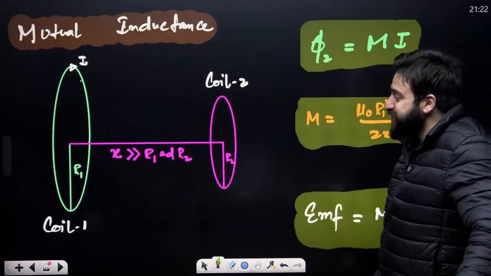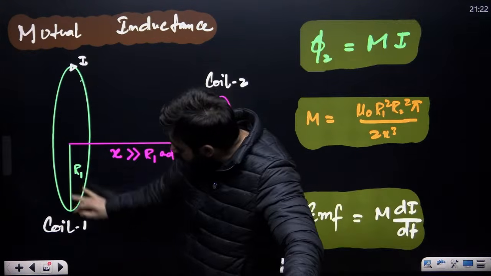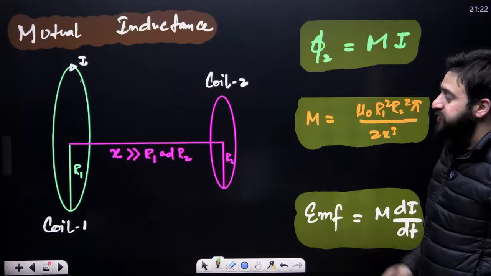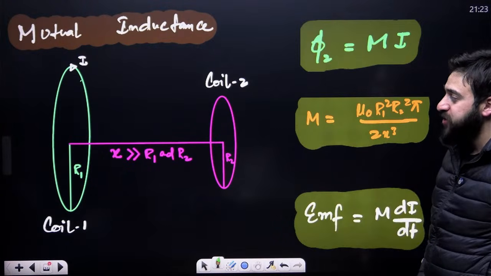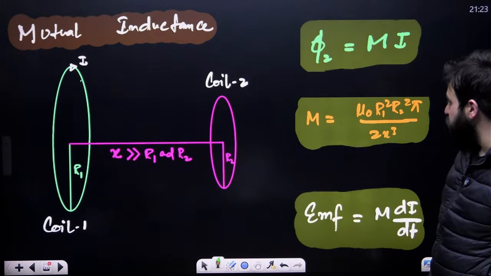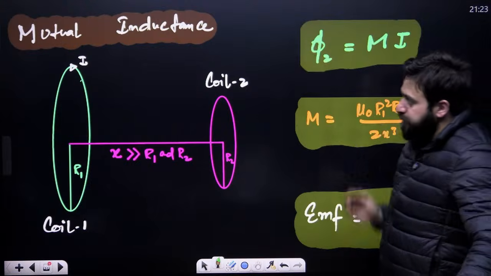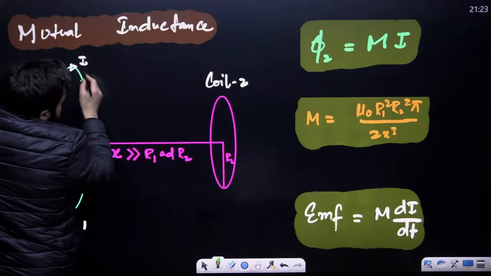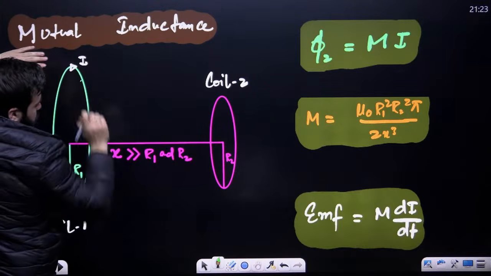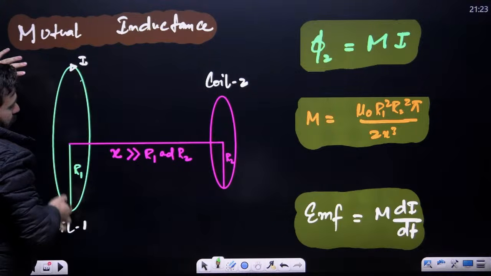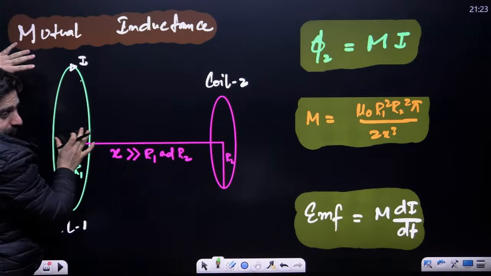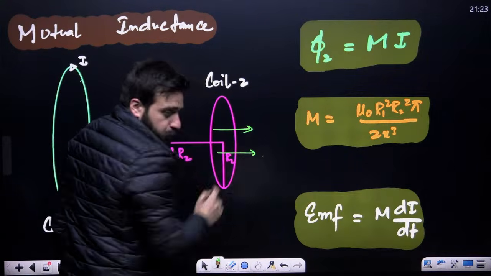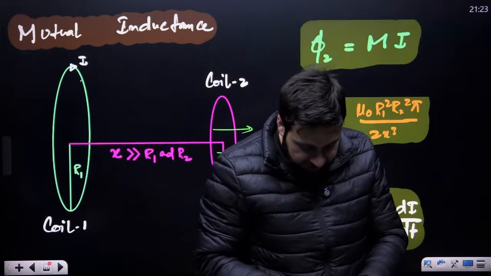Now see, in this particular case, in coil 1 we say current flows. In coil 2, EMF is induced. This process is what we call mutual induction. And here, guys, listen to me very carefully. I'll make you understand. Because of this coil, if current is flowing in this coil, it will create a magnetic field at this point.